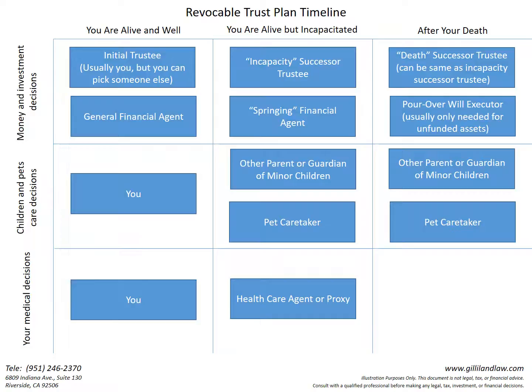They think it's after your death. Your death successor trustee, which oftentimes is the same as your incapacity successor trustee, is the person who's going to be making those decisions about what happens to your stuff under the trust.